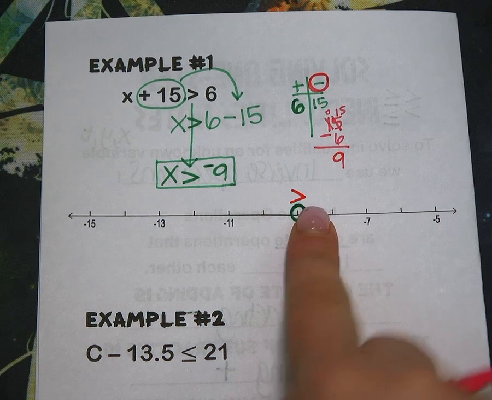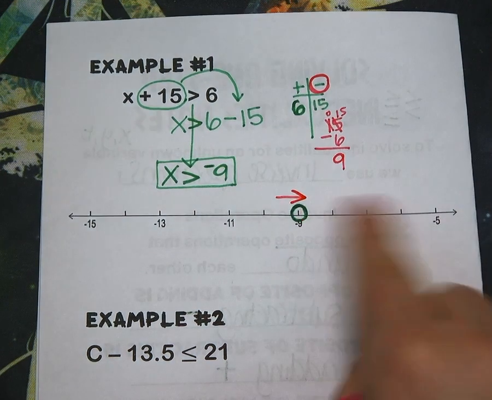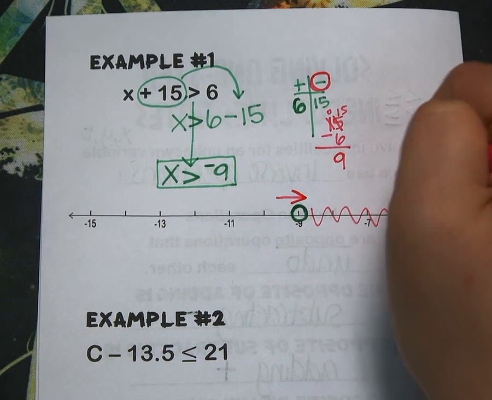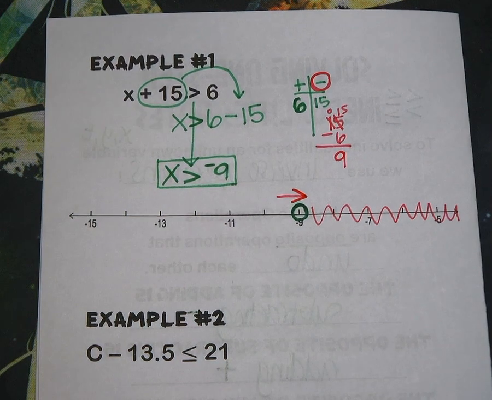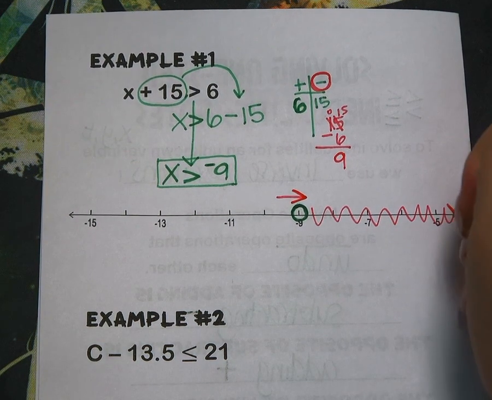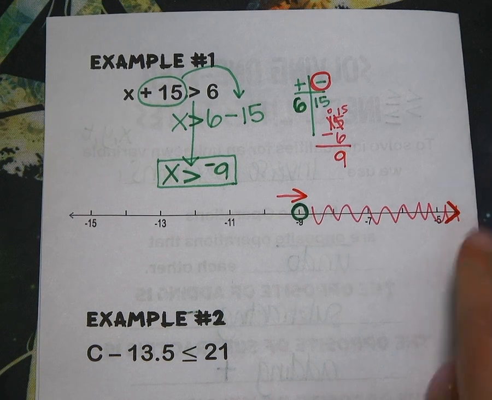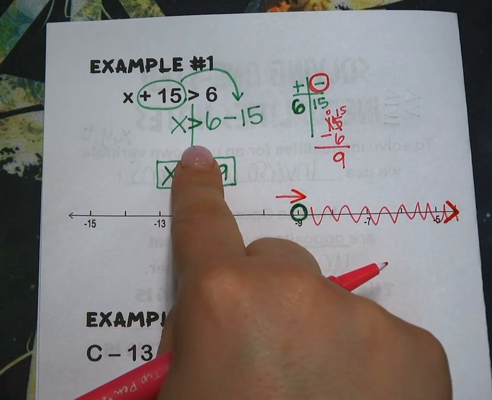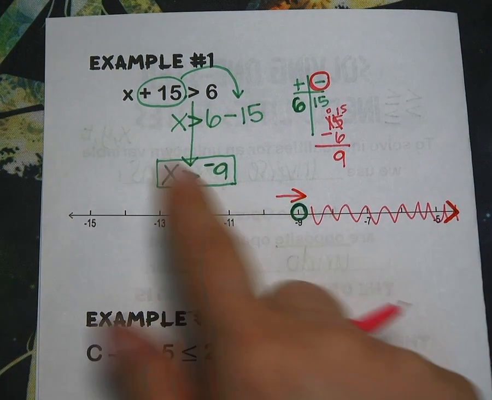And so remember, it makes an arrow. So it points to the right. So I would shade everything to the right. And again, it matches the arrow at the end of my number line. It matches the symbol in the problem. And that's how we graph and solve.